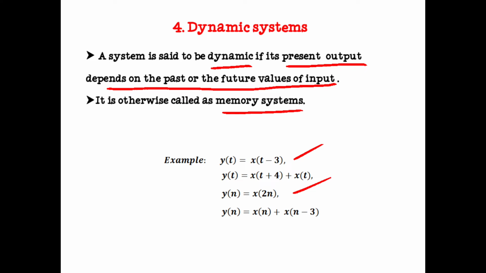So the difference between static and dynamic system is that static system is called memory-less system and dynamic system is called memory system, in which in static system the present output depends on present input. Here in dynamic system the present output depends on past or future values of the input. These are the differences between static and dynamic systems.